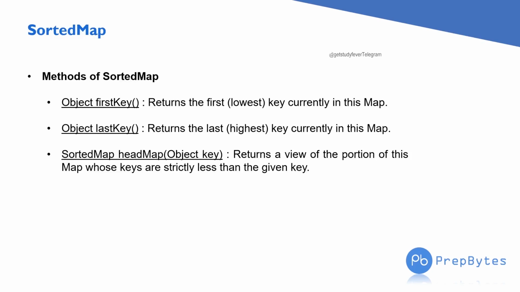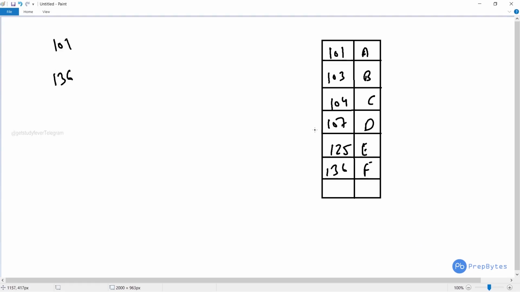So the next one is headMap. It returns a view of the portion of the map whose keys are strictly less than the given key. If my given key, for example, is 107, all the keys that are strictly less than 107, so my answer will be 101, 103 and 104, not including 107. Okay, so what will be the answers? Not just the keys but the values also. I am just adding keys, just take care of that. 101 equals A, 103 equals B, 104 equals C. So these will be the answers.